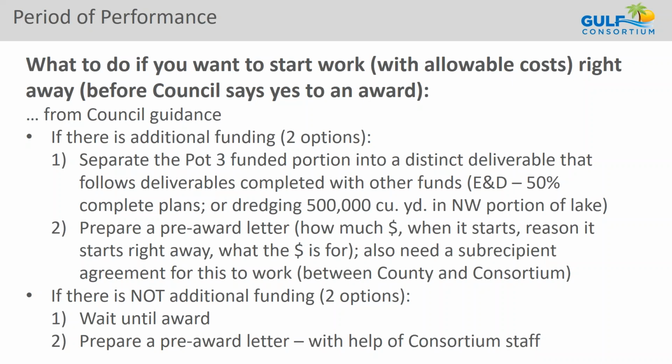To do that, we'll need a subrecipient agreement in place between the county and the consortium. We don't have those yet, so if you want to do pre-award work, we need to get working on those subrecipient agreements for counties to have allowable pre-award costs. And if there's not additional funding from some other leverage source, you either need to just wait or work on the pre-award letter, like we talked about. Any questions on period of performance?